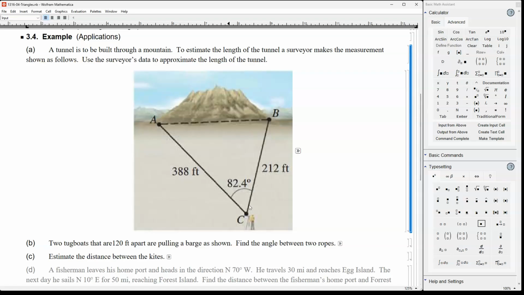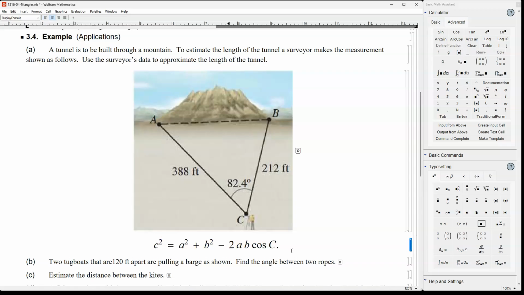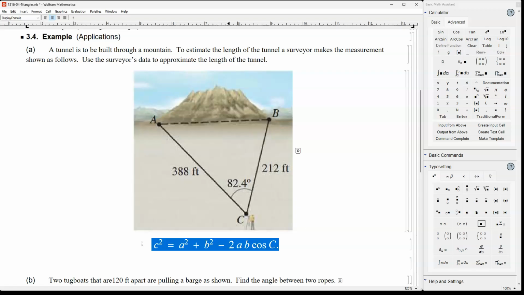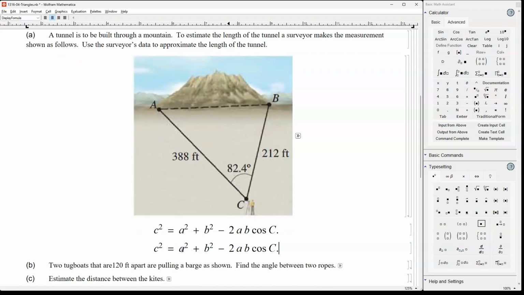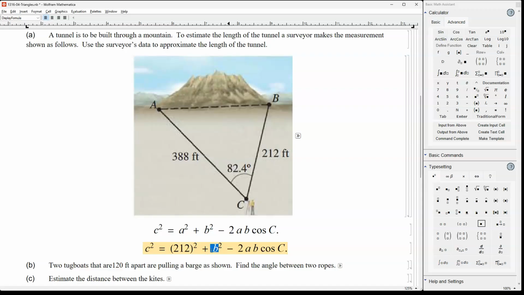Alright, capital C is here, and lowercase c is the quantity we want, right? So c squared is a squared plus b squared minus 2ab cosine of angle C, and that's the law of cosines that we're going to utilize. Let's put in some numbers. Lowercase a is 212 feet, and small b is 388. And then a times b, and then cosine of the angle C, and this is 82.4 degrees.